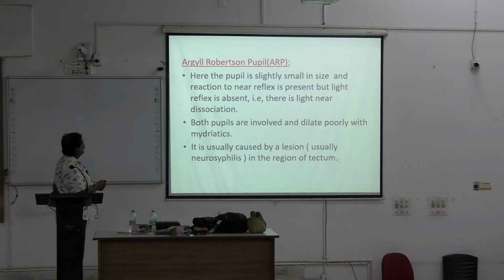That's Argyll Robertson pupil, ARP. Here the pupil is slightly small in size, and the reaction to near reflex is present but the light reflex is absent. That is, there is light-near dissociation. Both pupils are involved and dilate poorly with mydriatics. It is usually caused by a lesion, usually neurosyphilis, in the region of the tectum.